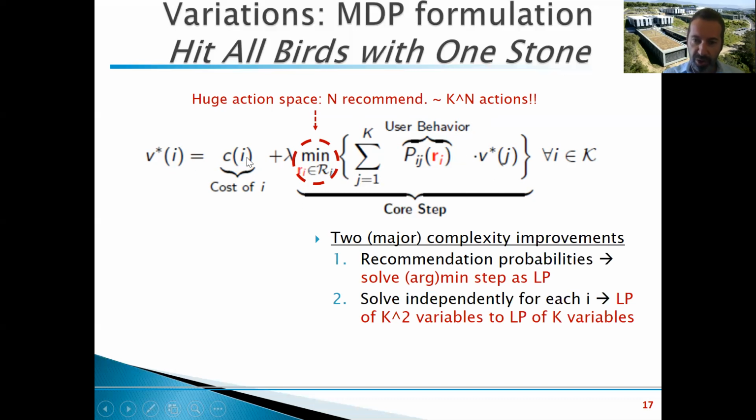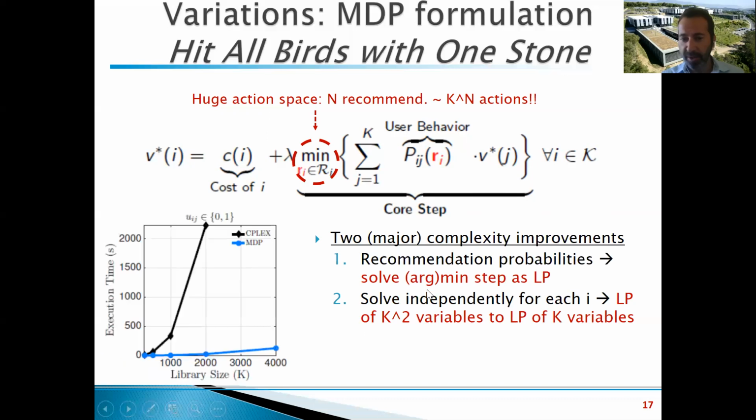Because we are now solving this Bellman recursion, we have decoupled the problem for each content I where we might be. So we need to solve one LP here for each content I, and this LP is only of size K variables, not K squared. So this gives you a lot of performance advantages, but I'm just saying this, so perhaps some results will convince you.